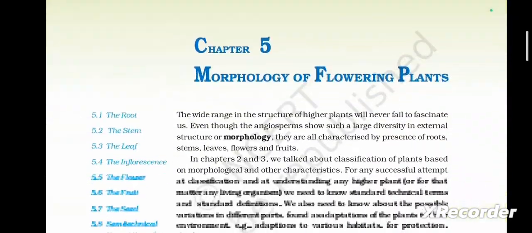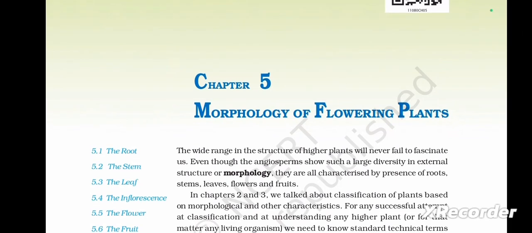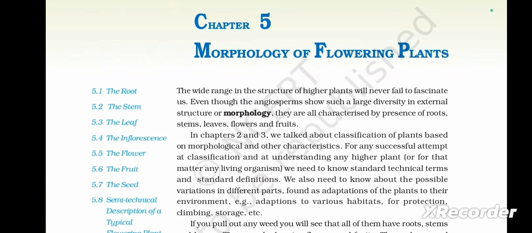Next, Chapter 5, Morphology of Flowering Plants. The wide range in the structure of higher plants will never fail to fascinate us. Even though the angiosperms show such a large diversity in external structure or morphology, they are all characterized by presence of roots, stems, leaves, flowers and fruits.